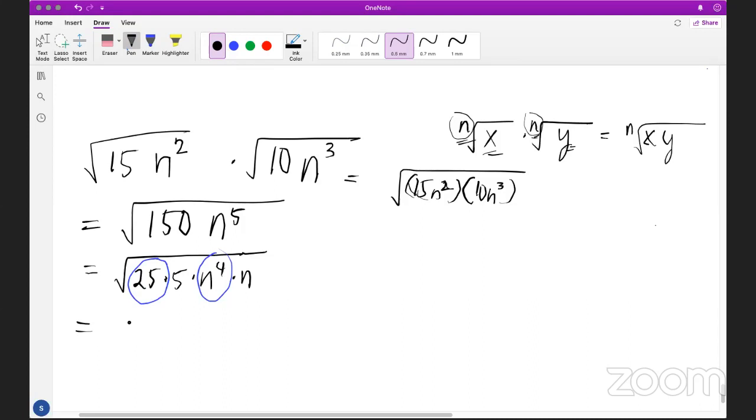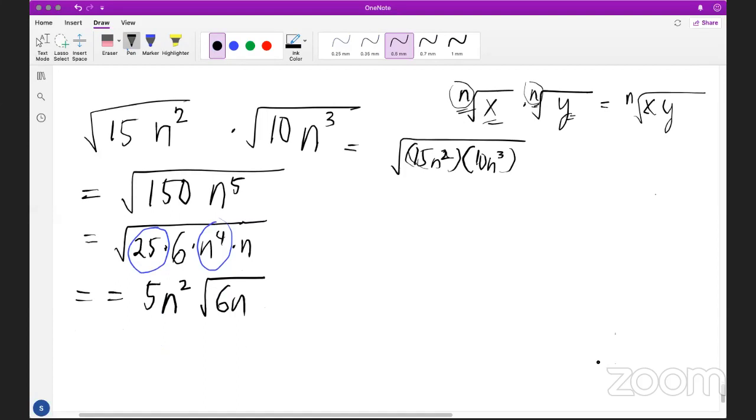Ay, sorry, hindi pala 5. I think 6. 25 times 6. So this is equal to square root of 25, so that's 5. Square root of n raised to 4, 4 divided by 2, to n raised to 2. Ang may iwan sa loob is 6n. Okay. One more.